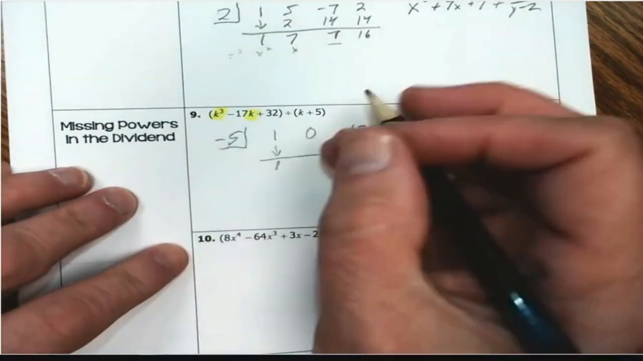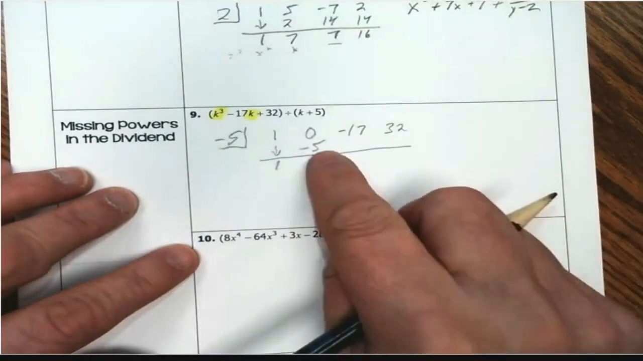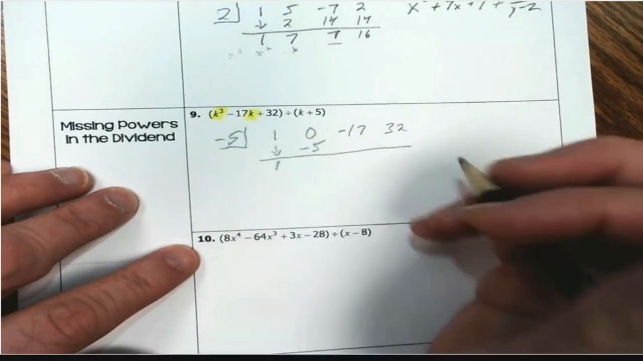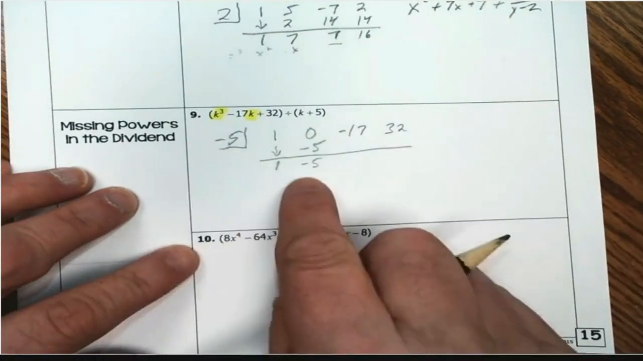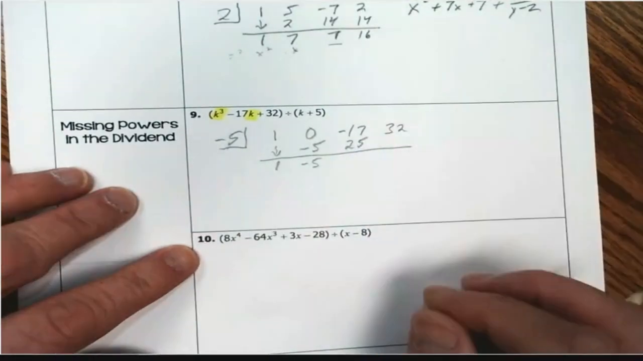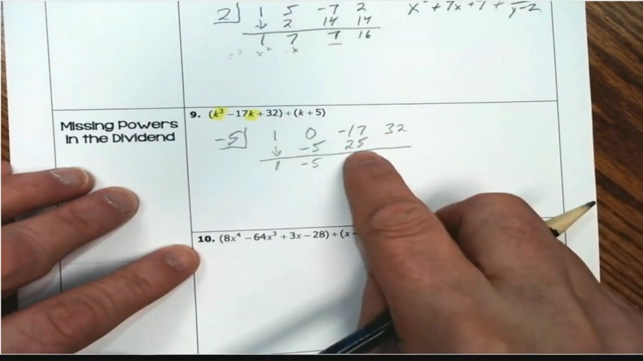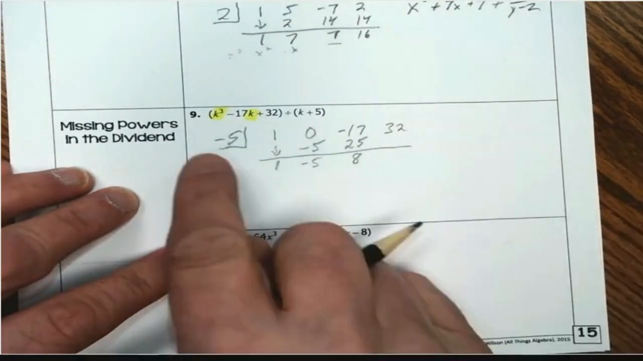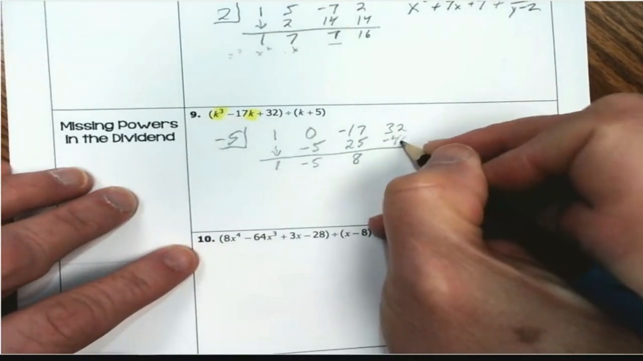Negative 5 times 1, that's negative 5. Negative 5 plus 0. Remember, these add. Well, that's just negative 5. Negative 5 times negative 5, positive 25. Add 25 plus a negative 17. That's just going to be 8. Multiply negative 5 times 8, negative 40.